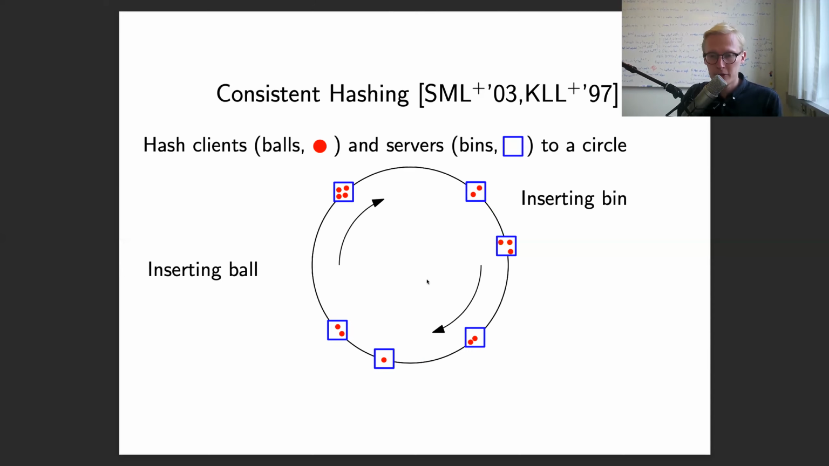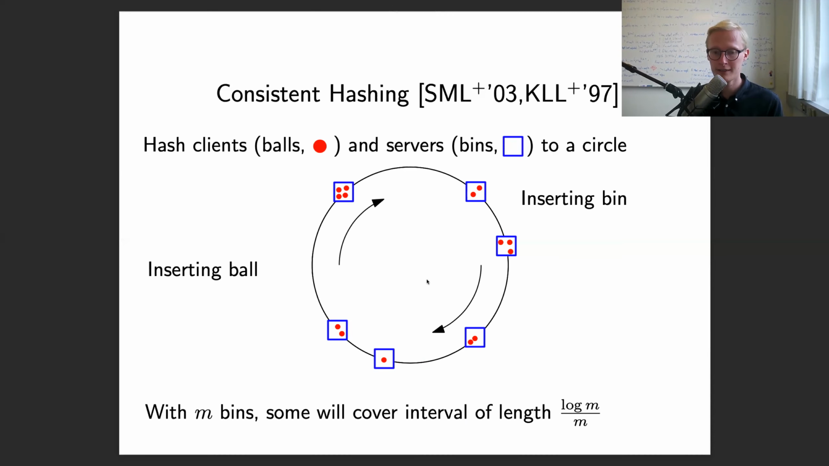And this is a very popular solution in practice. In fact, these two papers combined have more than 17,000 citations. So it's widely used. However, it does have some limitations. The most important one for us is that when we have M bins, some of them, the normal one, would cover a fraction of 1 over M of the circle. But we also expect some of them to cover an interval of length log M divided by M. And these would also get, in expectation, a factor of log M too many balls. So in a sense, these bins would end up becoming very overloaded.